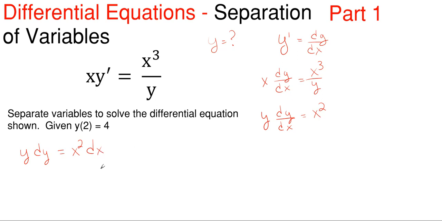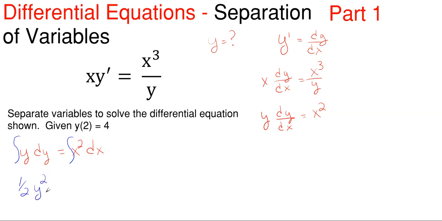Now that I have all my y's on one side, all my x's on the other side, and I have my dy and dx completely separated out on each side of the equation, my next step would be to integrate both sides. So we're going to integrate with respect to y on the left side, and we're going to integrate with respect to x on the right side. So very simplistic integration here. y dy becomes 1/2 y squared.